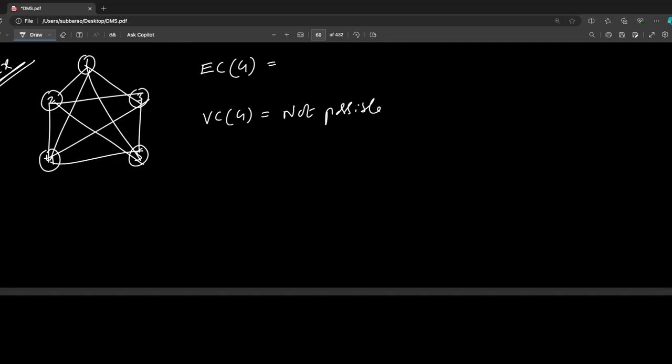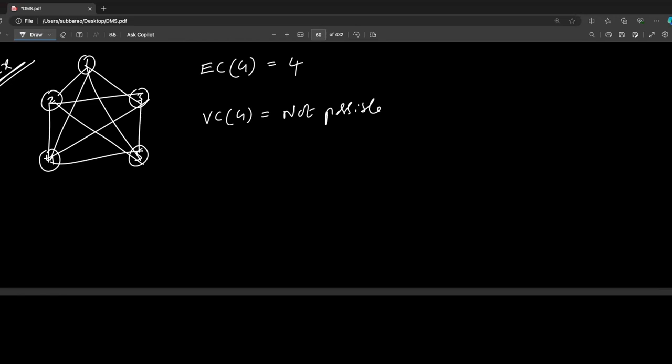It is a complete graph. In my opinion, you have to delete n minus 1. It is a K5, so I think 4 you have to delete. No, 4 edges you can delete, so the graph becomes disconnected. When you say edge connectivity number, edges only you have to delete, not vertices, right? Please take care. So that is the answer for this.